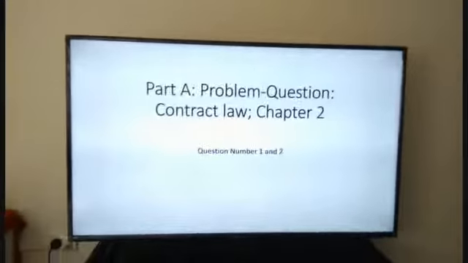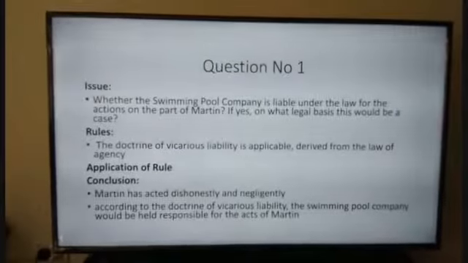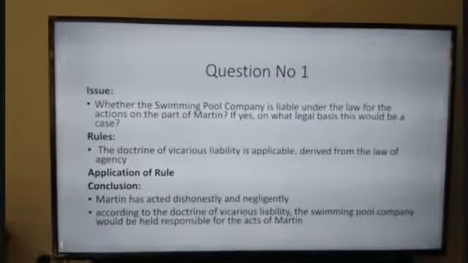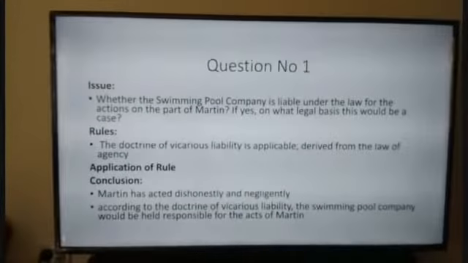The issue in the first question is whether the swimming pool company is liable under the law for the actions on the part of Martin. If yes, on what legal basis would this be the case?